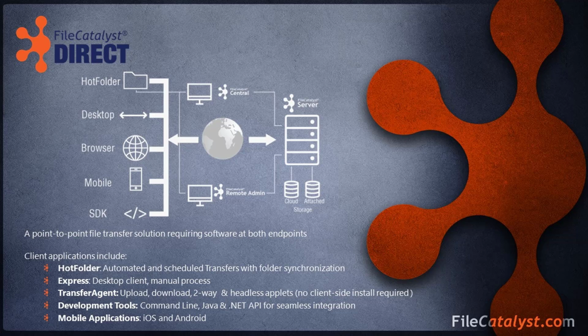So what do we have here? We have a hot folder for automated tasks, for folder synchronization, for scheduling tasks. So a hot folder can wake up at 1 a.m., check for new file sets, and push them to your FileCatalyst server. Or vice versa, it could be waking up at 3 a.m., checking for new files here and pulling them down. And then you can control all the other aspects of the transfer, like how much bandwidth, what file sets, filtering, all that stuff. I'll get into that during my demo.